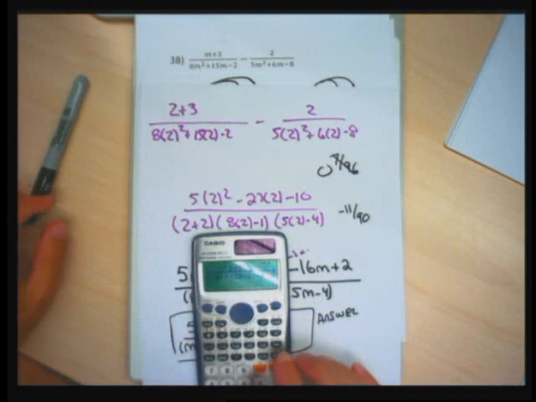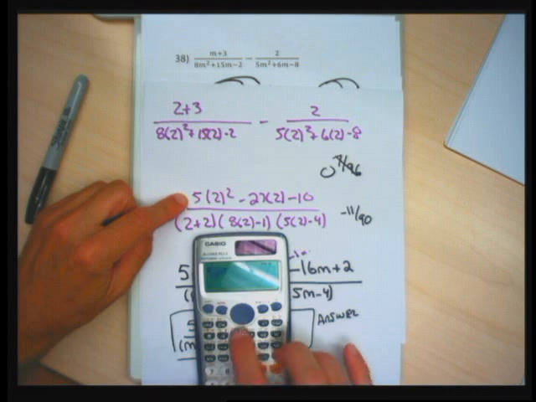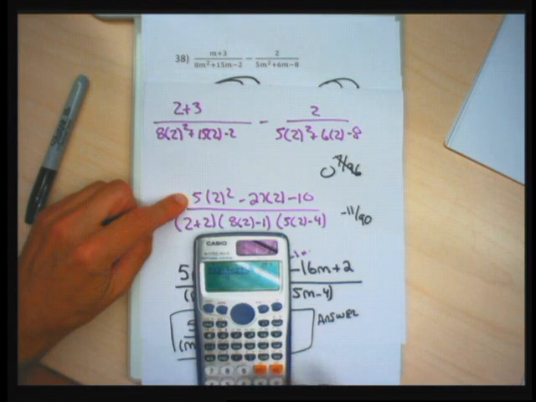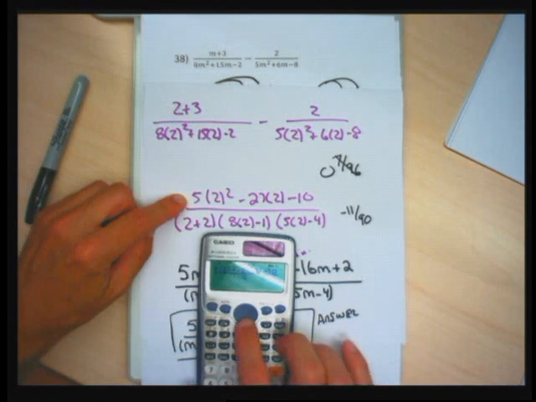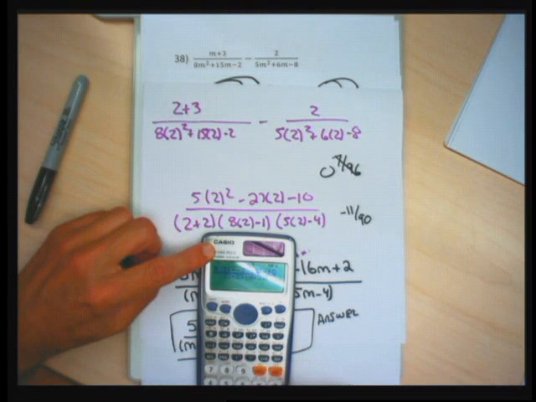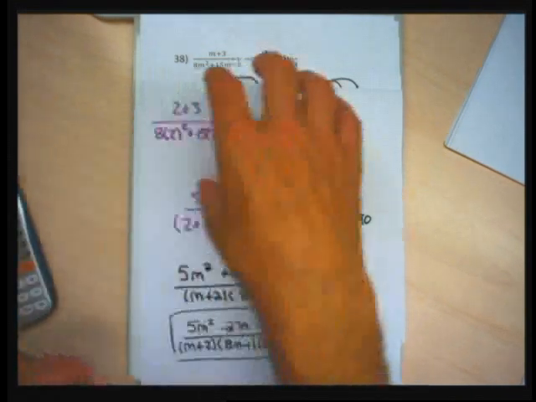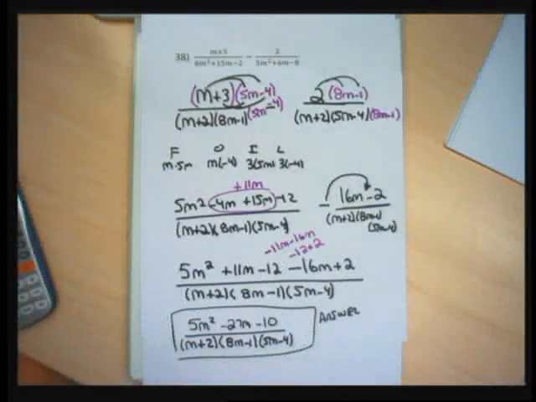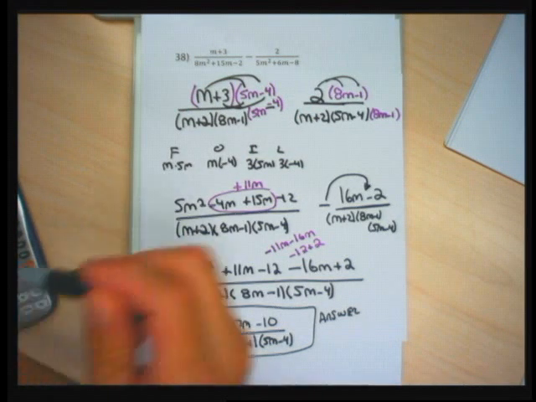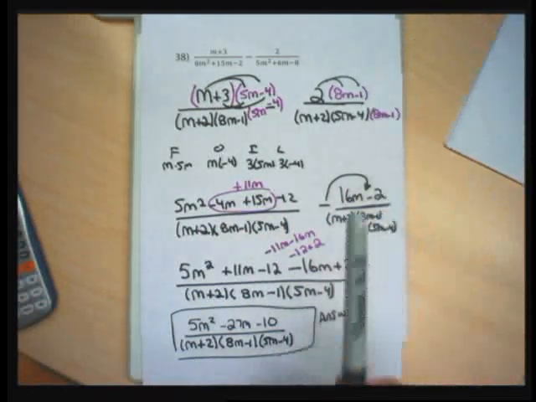Second one, I don't think I'm going to get 0. Fraction 5 times 2 squared minus 27 times 2 minus 10 over 2 plus 2 times 8 times 2 minus 1 times 5 times 2 minus 4. So I have a mistake, I believe, which is horrible at this point, but I'm going to try to find that mistake. So first thing, I might have factored wrong. That's factored okay, and 10. That's my factoring's okay. I checked it in my head.